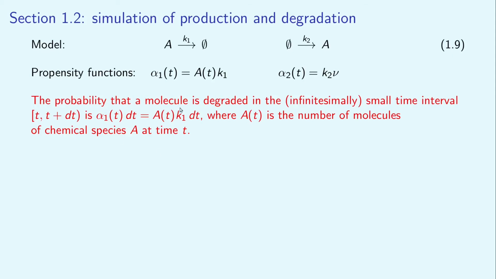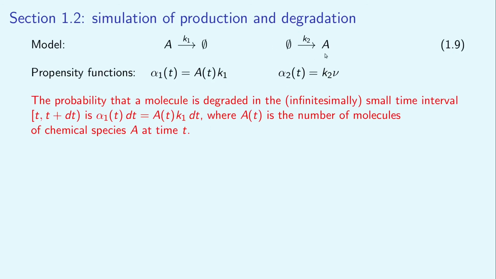The probability that a molecule is degraded in the small time interval t to t plus dt is equal to At times k1 times dt, which we have rewritten as alpha 1 times dt, where alpha 1 is the propensity function of the first reaction, defined as At multiplied by the rate constant k1. In general, the propensity function of a reaction is what stands in front of dt in this probabilistic definition.